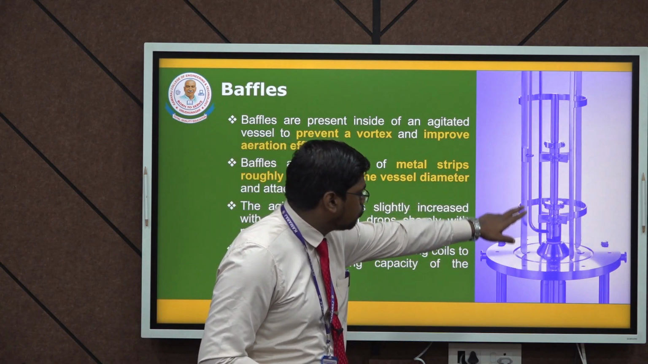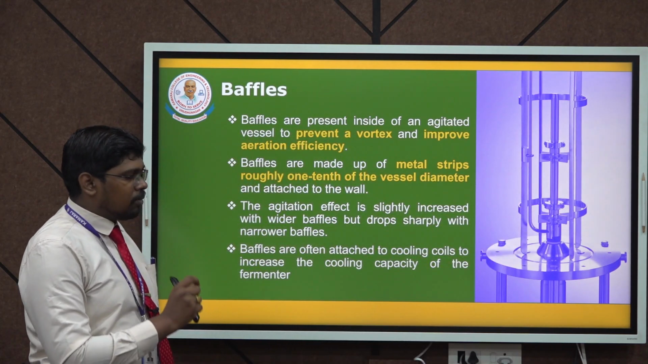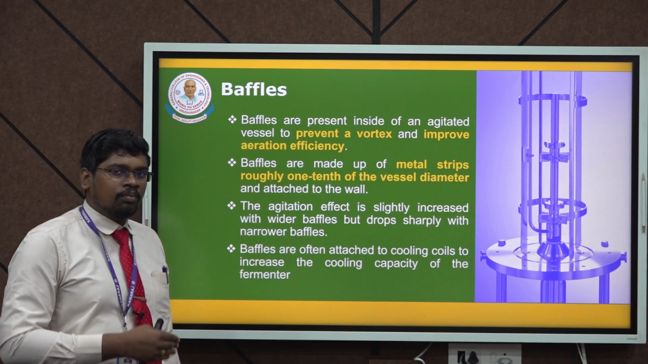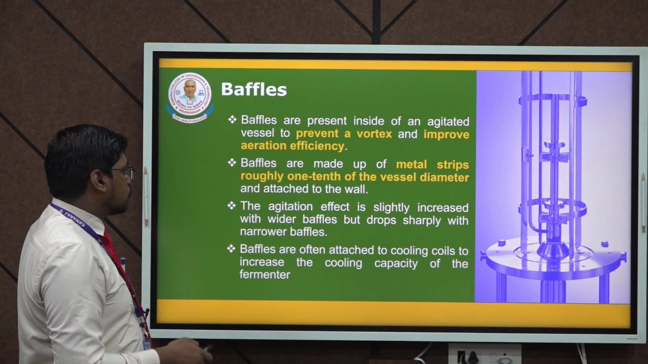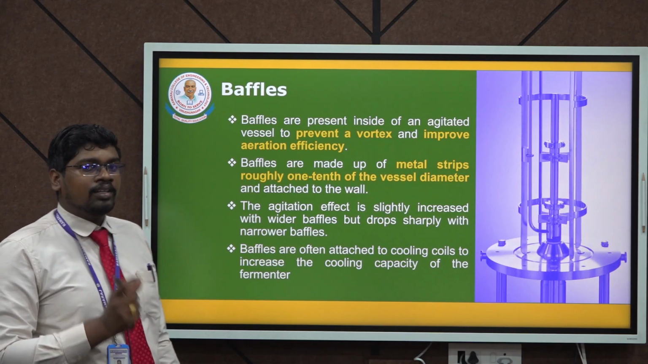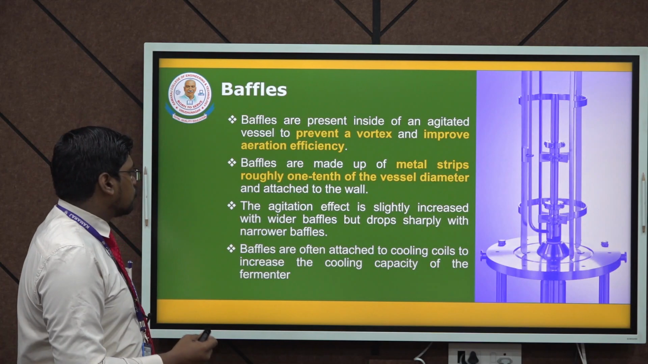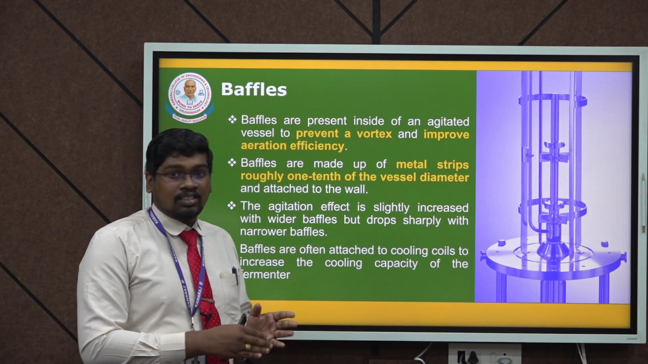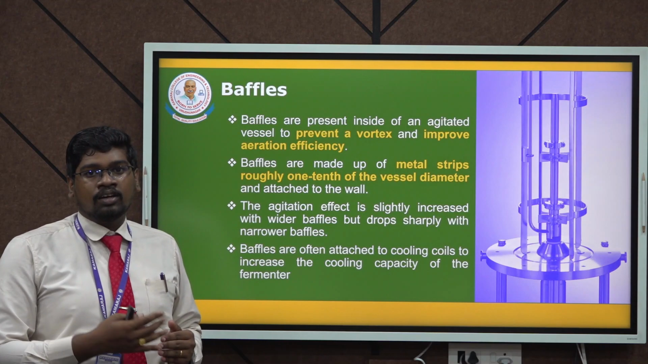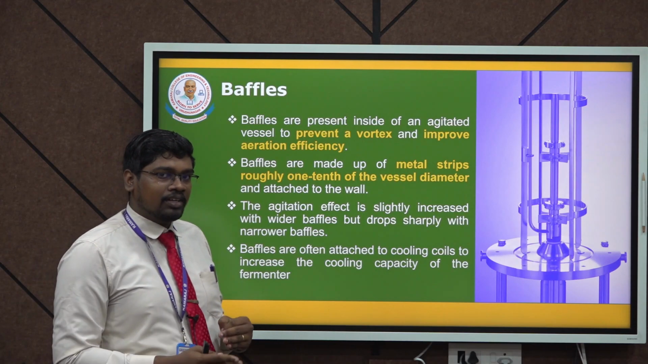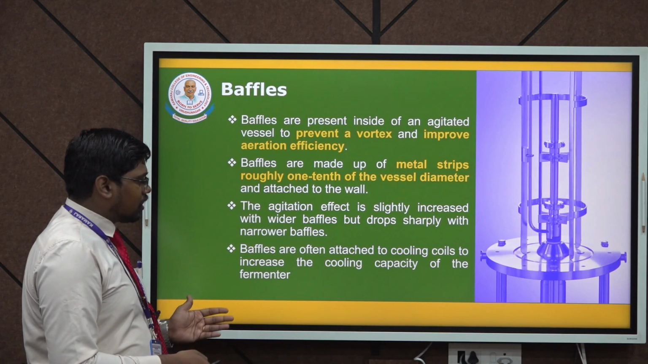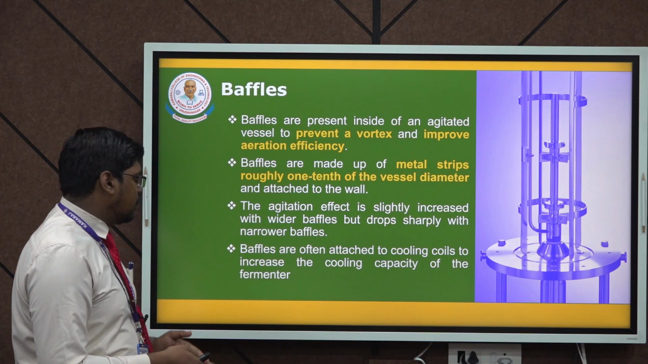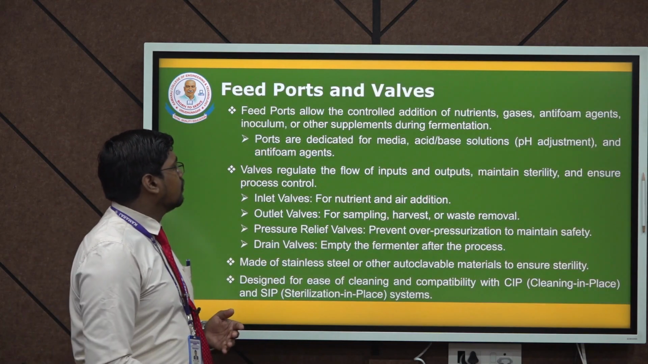These are generally small metal strips perpendicular to the surface of the bioreactor vessel. They are usually 1/10 of the vessel diameter. They are used to improve the aeration efficiency. The wider the baffles, the more the agitation effect is improved, while with narrower baffles, the agitation effect is reduced. Baffles are generally attached to the cooling coils to increase the cooling capacity of the fermenter.